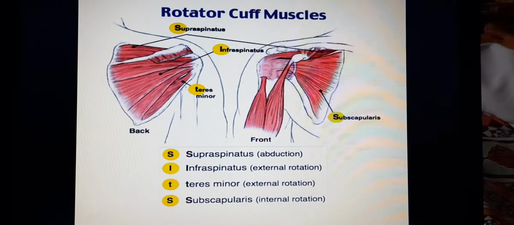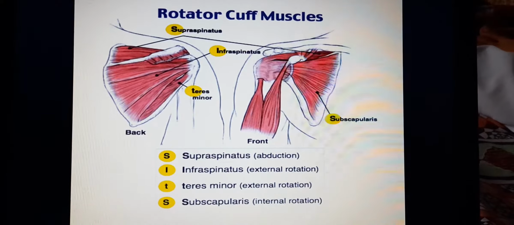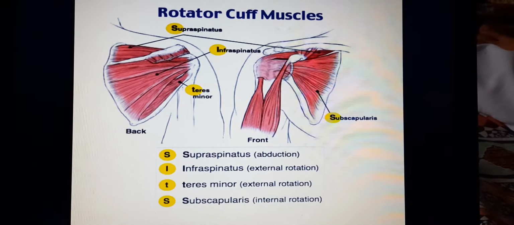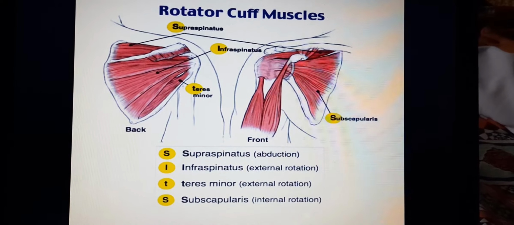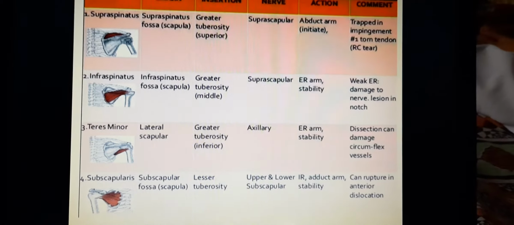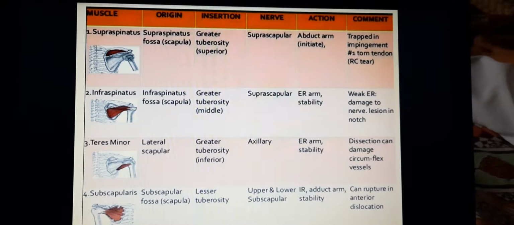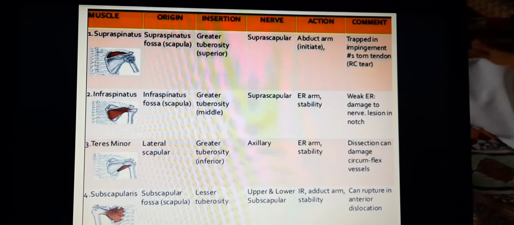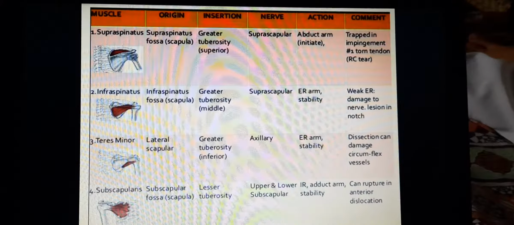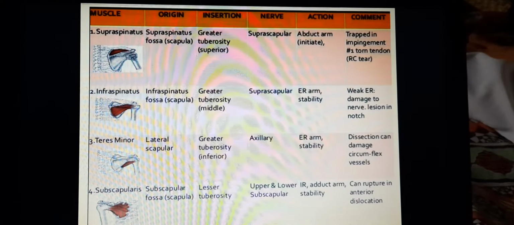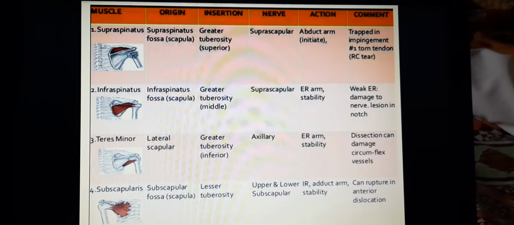Rotator cuff muscles. This diagram shows the rotator cuff muscles: supraspinatus, infraspinatus, teres minor, subscapularis. The muscles of the rotator cuff. This table shows the origin, insertion, nerve supply and action of the rotator cuff muscles.